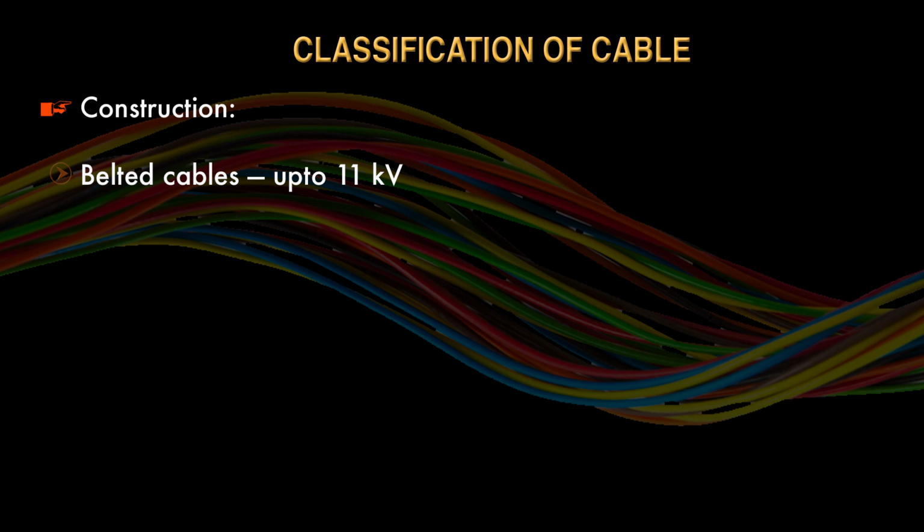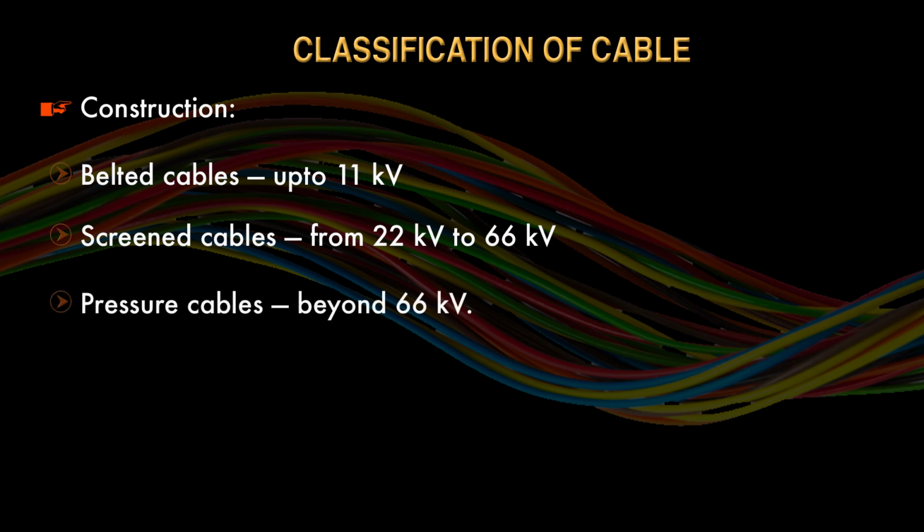Now cable can also be classified on the basis of the construction. It can be classified as belted cable, which is used up to 11 kV. Then it is also called screened cable, which is used from 22 kV to 66 kV. Then the third cable, which is classified on the basis of construction, is called pressure cable, which can be used beyond 66 kV. So dear learner, in today's session we discussed types of wire, cables and difference between wire and cable, construction of the cable and classification of the cable.